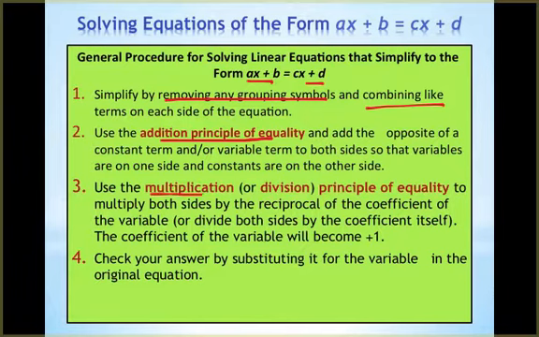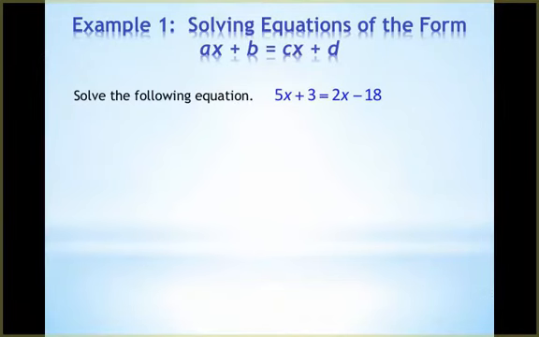Then we'll use the multiplication and/or division property of equality to get our variable to have a coefficient of 1. And then as usual, the last thing we need to do is check our answer by substituting back into our original equation. So let's start with a simple example. Say we have 5x plus 3 equals 2x minus 18.